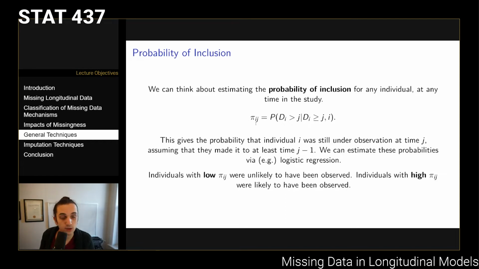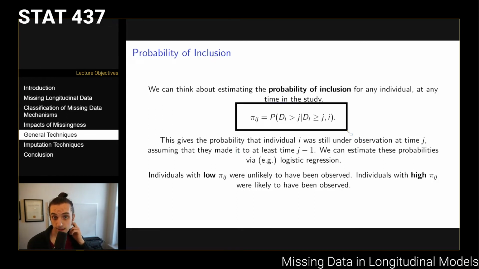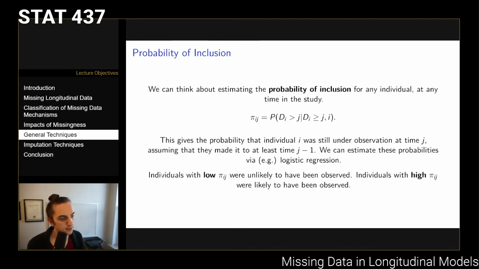If you wanted to know the probability that they last beyond time k, then you're asking what's the probability that they were fully observed in this study? The probability that they're observed past time 2, given that they were at least at time 2, is essentially the probability that they didn't drop out at time 2, right? So this gives the probability the individual i was still under observation at time j, assuming that they made it to at least time j minus 1. Now, any probability that we look at like this, you should think we could estimate using logistic regression. And we could fit a model to estimate these probabilities from our data without any problem.